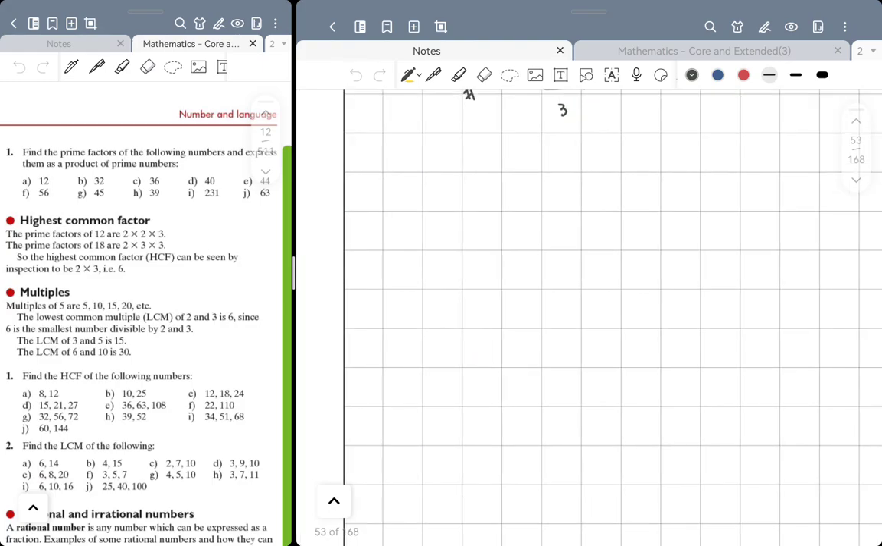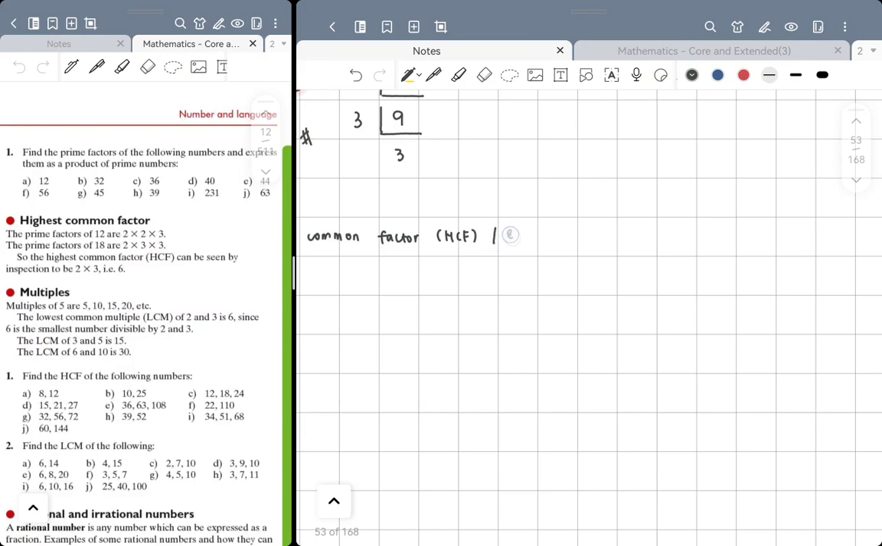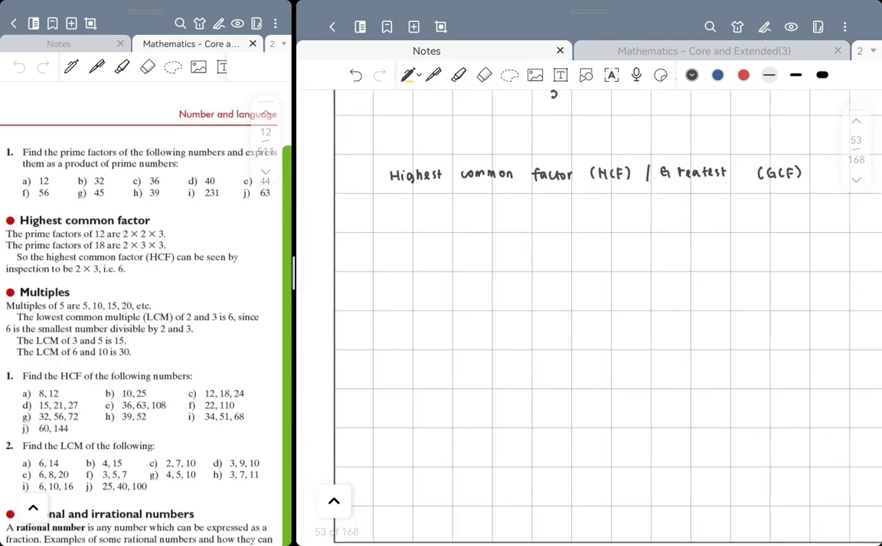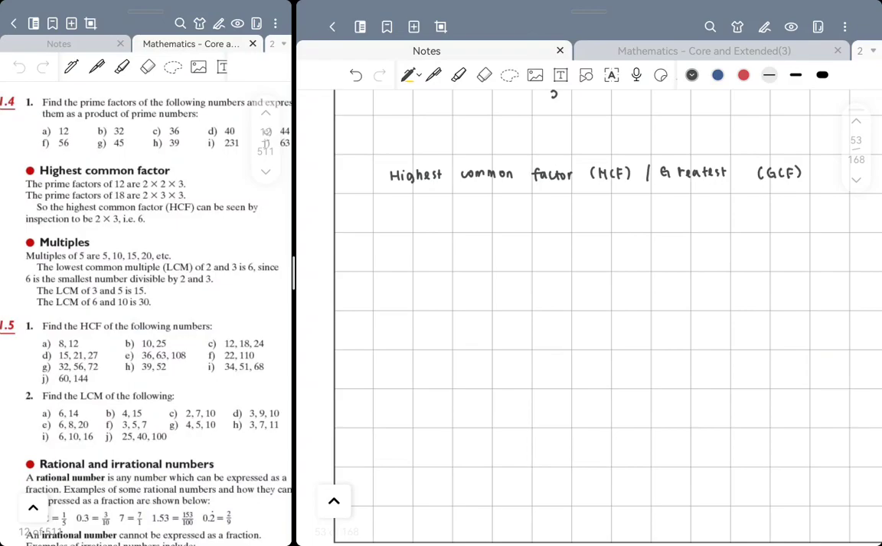Alright, so today we are going to talk about highest common factor, also known as HCF. Sometimes they call it greatest common factor, so it's GCF. It's actually the same thing. First you need to know what a factor is. A factor is a divisor. So for example, let's look at question 1A, not the example. Look for the highest common factor of 8 and 12.